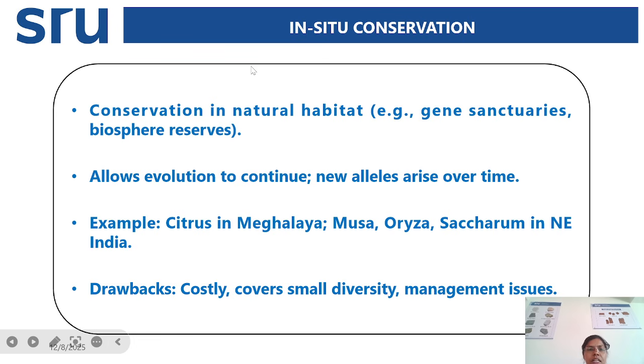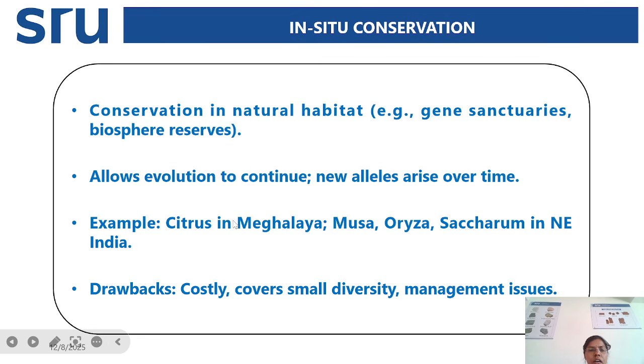In situ conservation includes examples in natural habitats such as gene sanctuaries, biosphere reserves, or natural parks. So the conservation of the germplasm in its natural habitat is nothing but in situ conservation. These are some of the examples: gene sanctuaries, biosphere reserves, and natural parks. And generally over time we can observe new alleles.